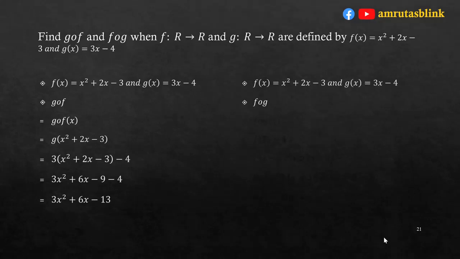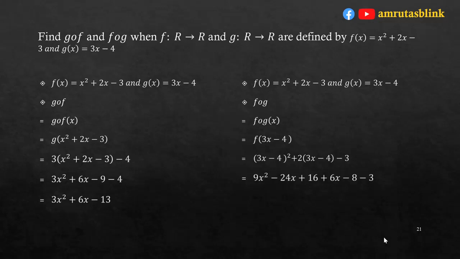Similarly, f of g is equal to f of g of x, that is f of 3x minus 4. Now, f of x is equal to x square plus 2x minus 3. Hence, f of 3x minus 4 is equal to 3x minus 4 bracket square plus 2 into bracket 3x minus 4 minus 3. Upon simplification, we can have 9x square minus 24x plus 16 plus 6x minus 8 minus 3 as it is. That is 9x square minus 18x plus 5.